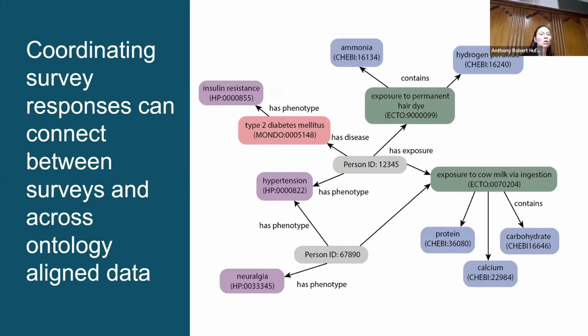So, I think this coordination of surveys is pretty interesting. We have a lot of survey data, and being able to link some survey data together between surveys and across surveys is of high interest for folks. So being able to say things like, this person 1, 2, 3, 4, 5 was exposed to cow milk, they drink cow milk, and they also experience hypertension, and maybe somebody else too, this other person, also drinks cow milk and also experiences hypertension.